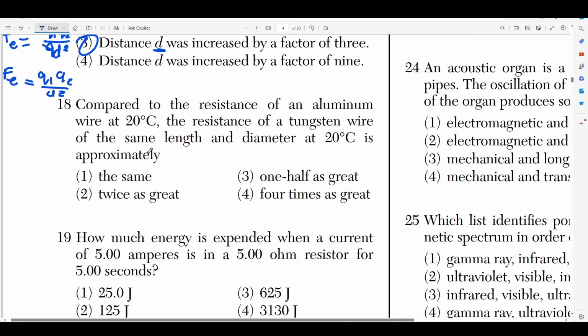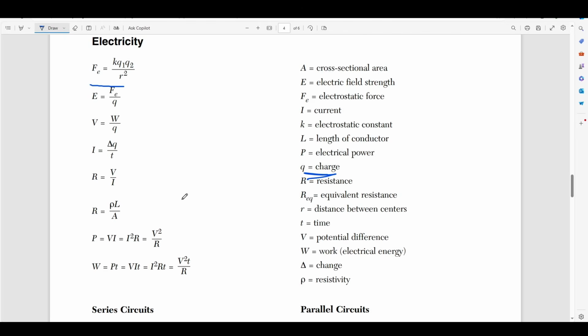Number 18 says, compared to the resistance of an aluminum wire at 20 degrees Celsius, the resistance of a tungsten wire of approximately the same length and diameter at 20 Celsius is what? Okay, so here we're talking about resistivity, and resistance is equal to ρ, which is resistivity, times length, L, over A. And I'd like to make a correction to what I said.